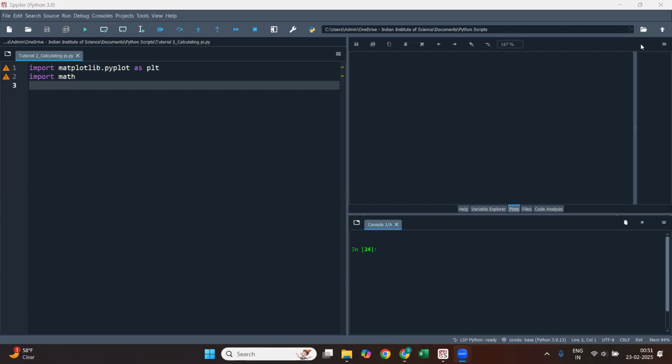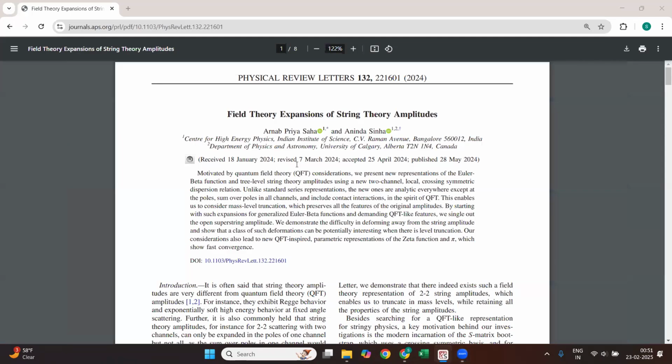So far we've been learning about list comprehensions and everything. So let's apply that to a very interesting problem over here. Researchers at the Indian Institute of Science last year discovered a very interesting thing. They developed an expression for pi, a new way of representing pi.